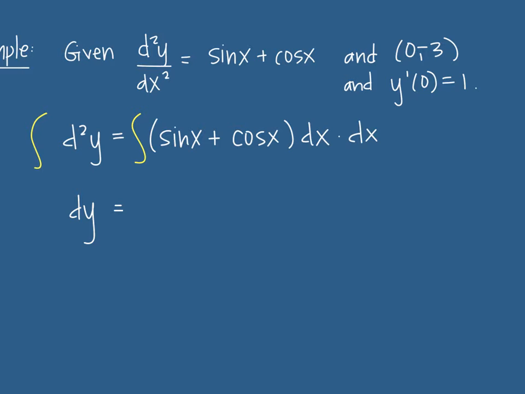And then I have the antiderivative. Sine x is negative cos x. Then cos x is positive sine x. And then I have plus c. This is my first c.